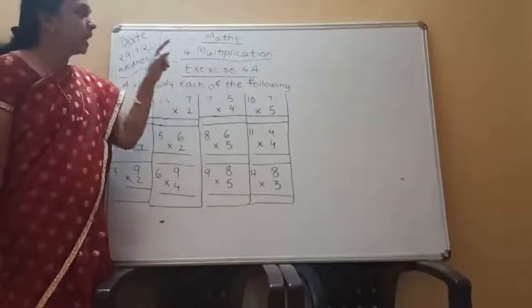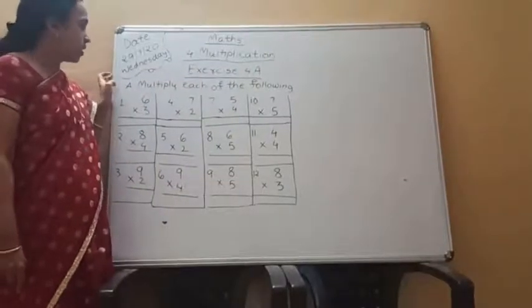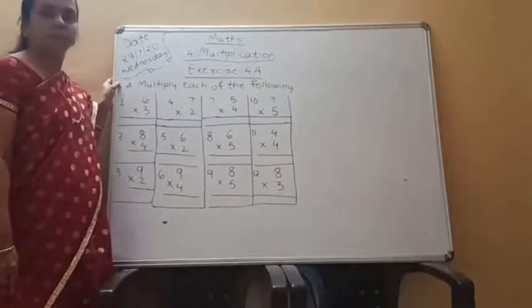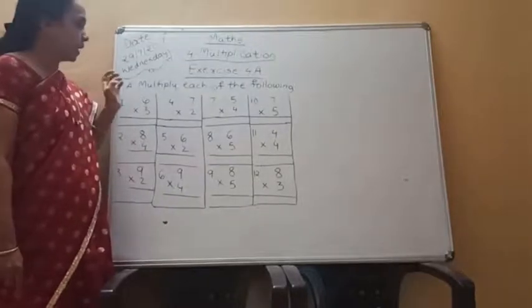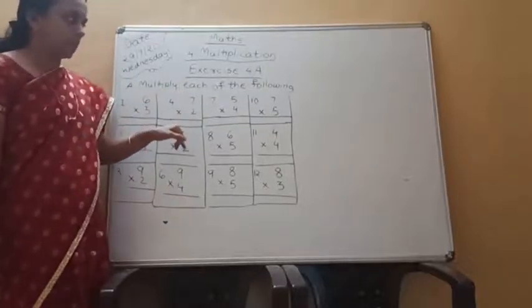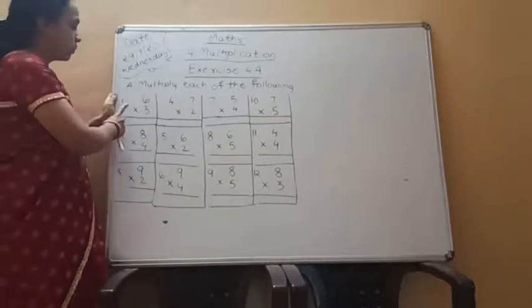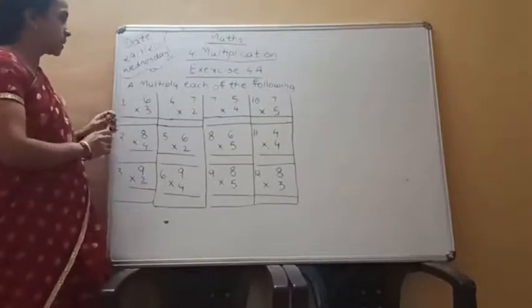Exercise 4a. Now, in second standard you have already learned about one digit multiplication. So we have to do just a revision of that one digit multiplication here. Now see your page number 48. We will solve all the examples one by one.